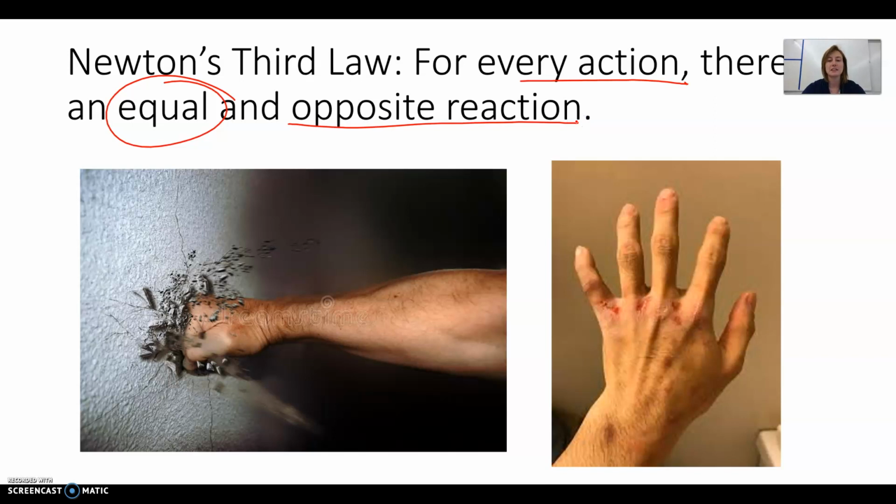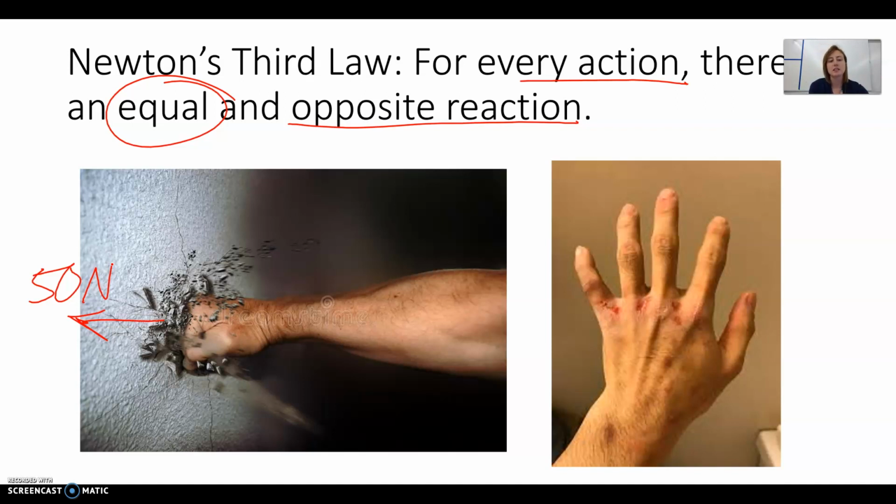It's opposite because it's in the opposite direction, right? So the hand is hitting the wall in this direction. Let's imagine that the hand is hitting the wall with like 50 newtons or something, right? Remember, newtons is how we measure force. So we use centimeters or inches for length of something. We use newtons for force to measure how powerful a force is, right?